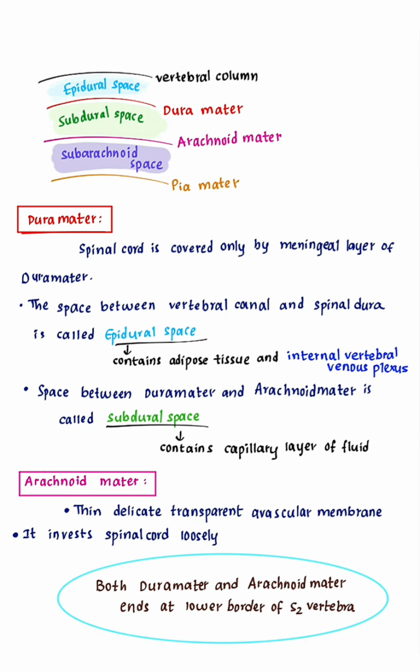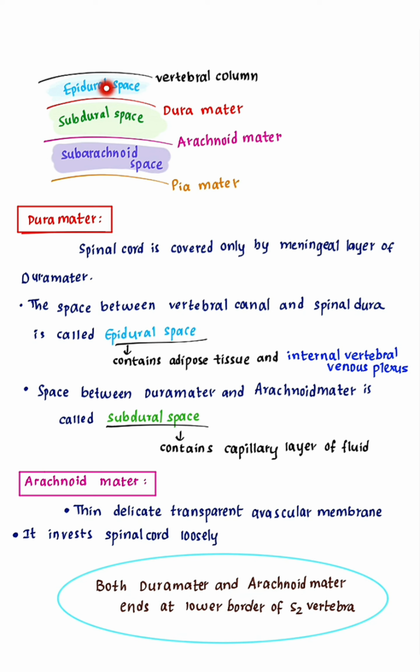Dura mater. Dura mater has two layers, the endosteal layer and the meningeal layer. The spinal cord is covered only by the meningeal layer of dura mater.